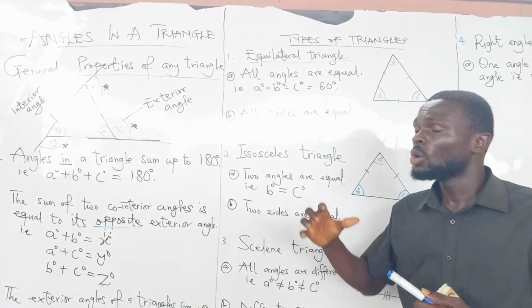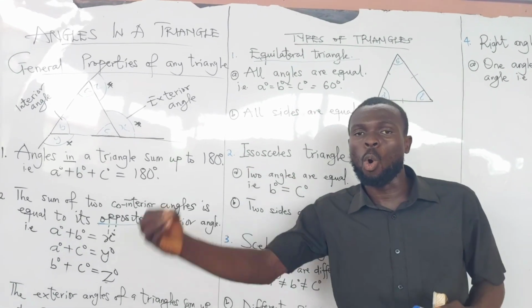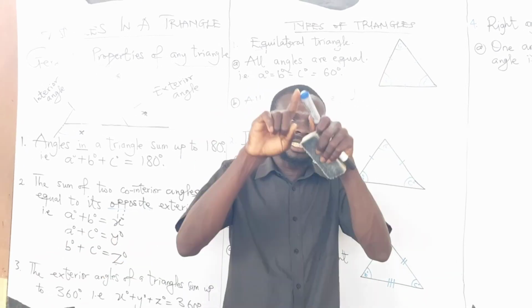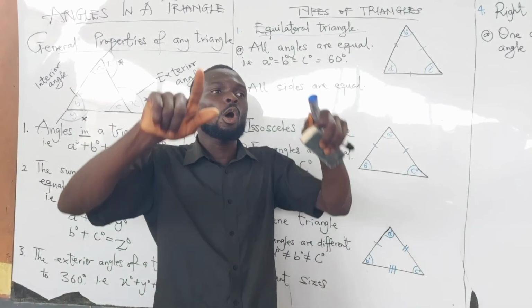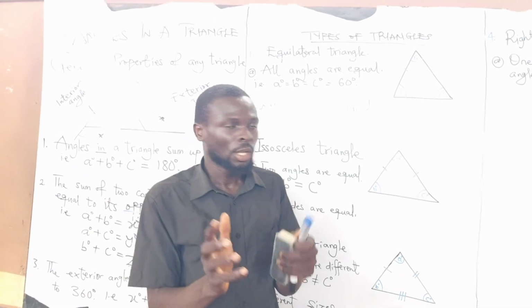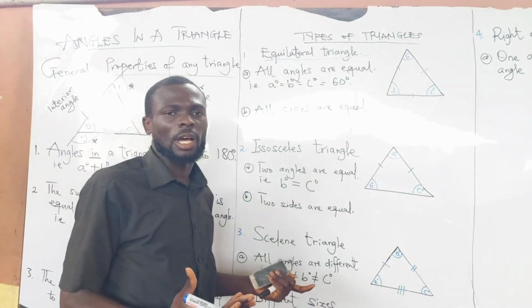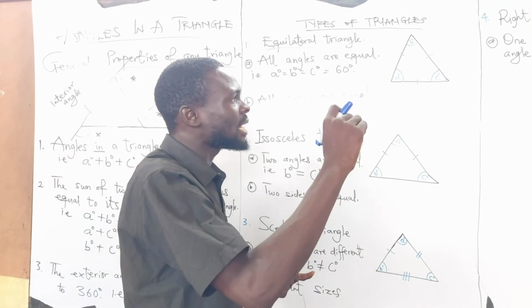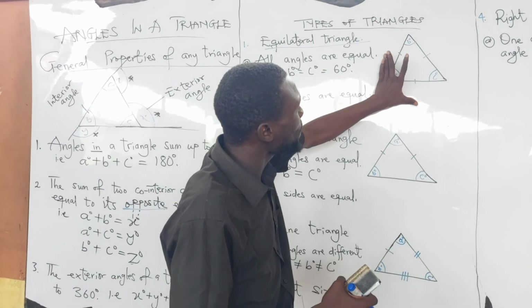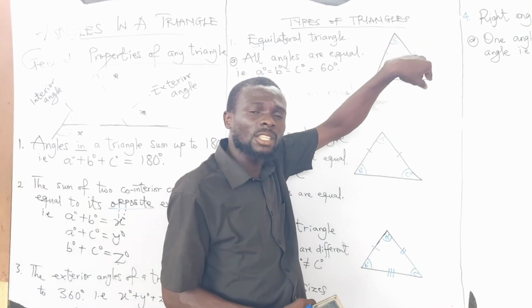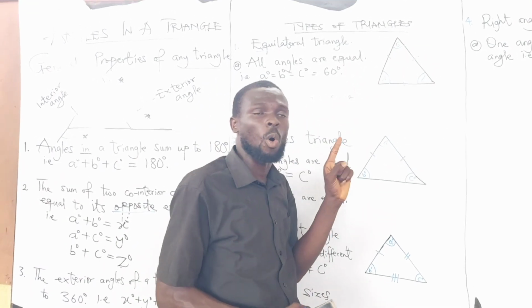Equilateral triangle, which comes from the word equal. Equal triangle, or equal three sides, equal three angles. So, what is an equilateral triangle? An equilateral triangle happens to be a triangle with all the sides of the triangle being equal.